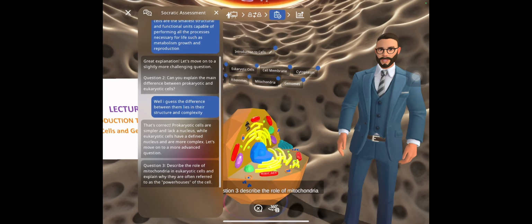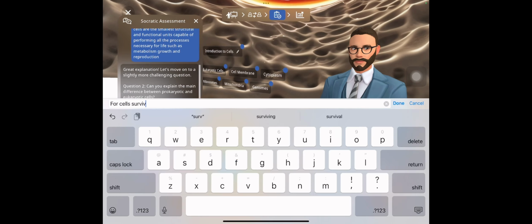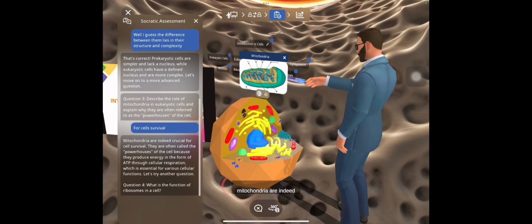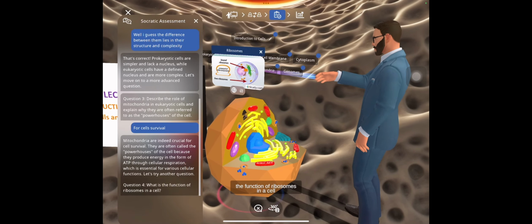Question 3. Describe the role of mitochondria in eukaryotic cells. Mitochondria are indeed crucial for cell survival. Question 4. What is the function of ribosomes in a cell?